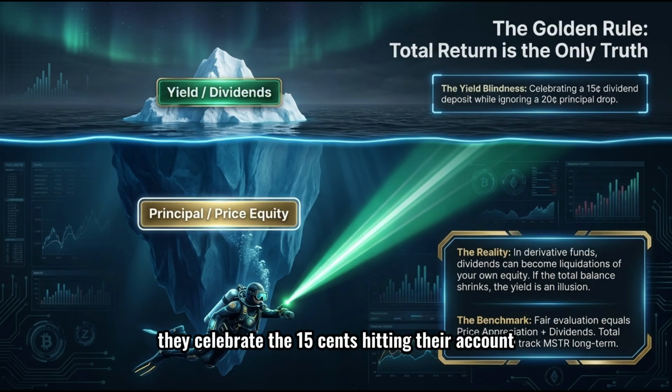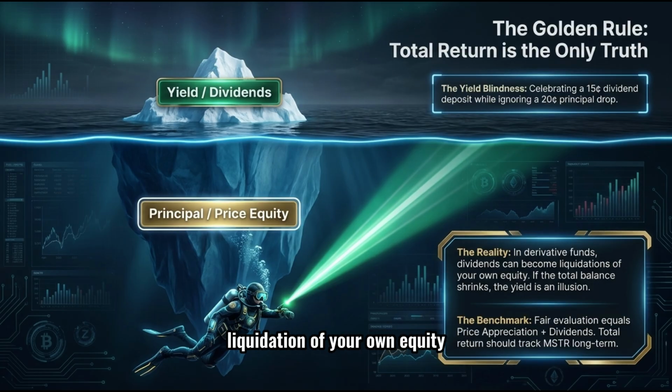They celebrate the 15 cents hitting their account while ignoring the 0.2 drop in their principal. In a derivative fund like this, the dividend is simply a liquidation of your own equity. If your total account balance is shrinking, the high yield is an illusion. To judge MSTE fairly, we must look at the sum of price appreciation plus dividends.